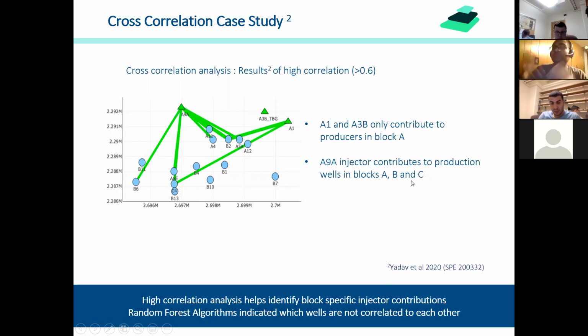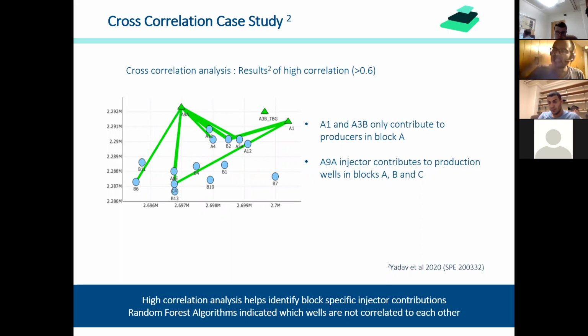So in terms of prioritizing, let's say for maintenance operations, obviously A9A was more critical, because it was contributing to all the blocks. And if they had to target any specific well in block B, they didn't really have an injector to do that because, as I said, with just three injectors, one was contributing to all the blocks and the other two were contributing just to block A. So there was no way of focusing injection on block B, which had more oil. This correlation analysis helped identify block-specific injector contributions.